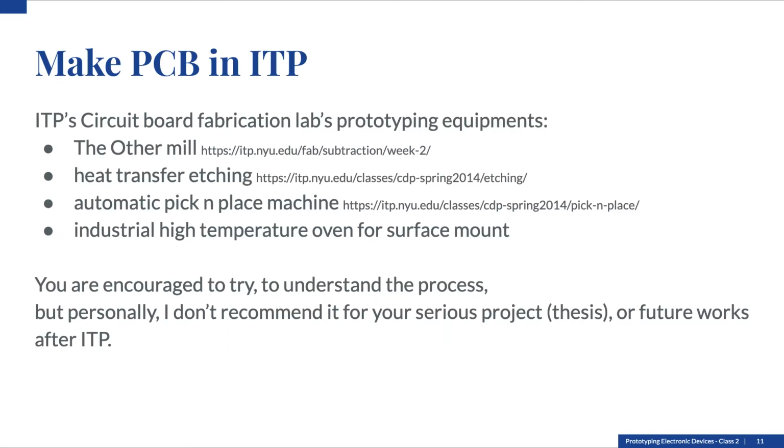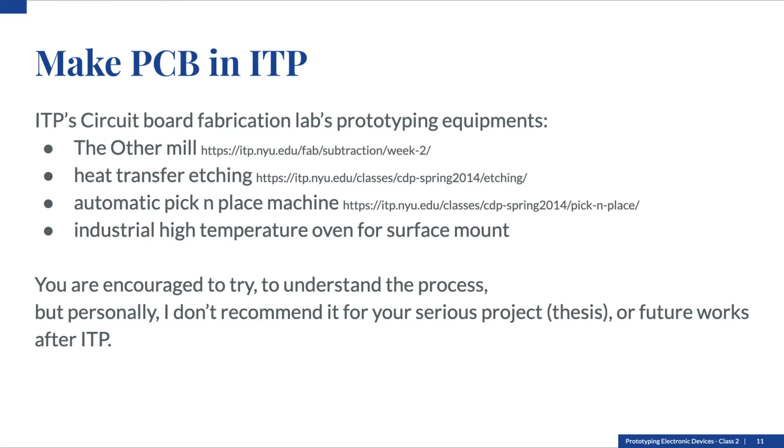It is possible to make a PCB in ITP or at home, and there is some equipment that we could use to make a PCB. Generally speaking, in-house PCB fabrication can be done in 2 ways, milling or etching. Milling is a method to remove copper mechanically to form isolated traces from a copper clad board. There is the Othermill on the floor you can use to mill a PCB, and you may refer to the subtraction class website for more info about the milling process.